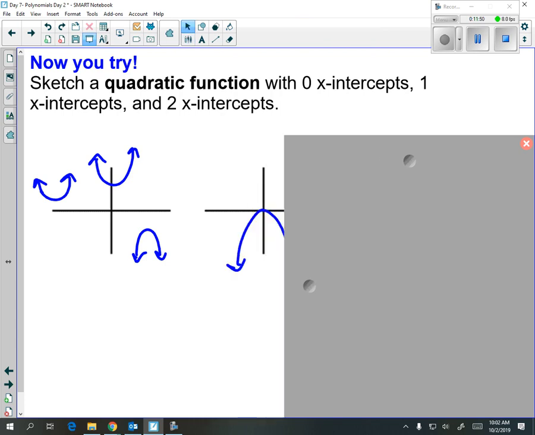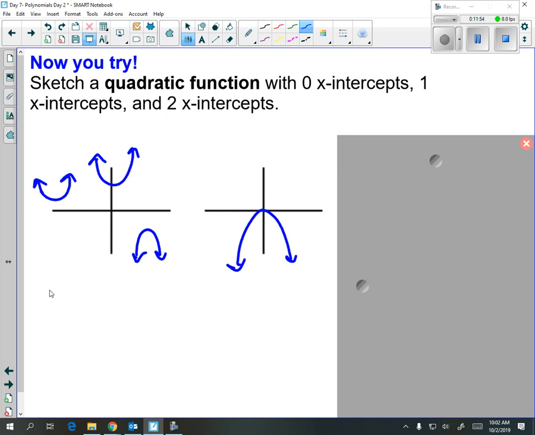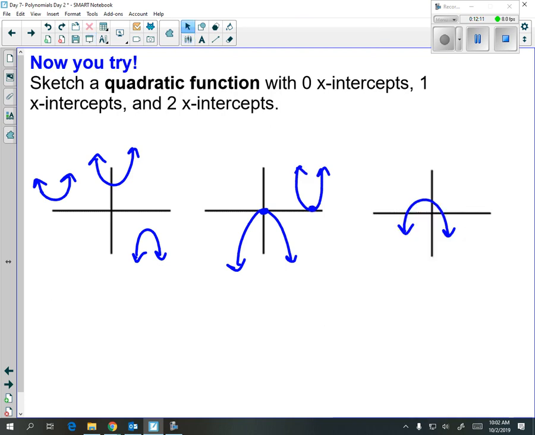For the second one, this is touching your x-axis at a tangent, right? And that means it only touches once. So there is one x-intercept. Could have also drawn something to the side. And your last one, make sure it crosses over twice. Could have also drawn something like this.